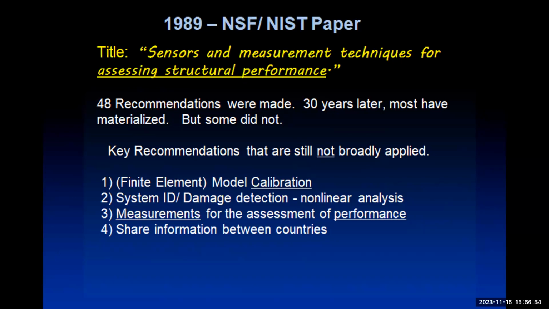In 1989, NIST produced a report. 48 recommendations were made. So it was basically saying sensors and measurement techniques for assessing structural importance are incredibly important. 30 years later, most have materialized, but some did not. The key recommendations that are not broadly applied as yet is that a finite element model needs to be calibrated against measurement.